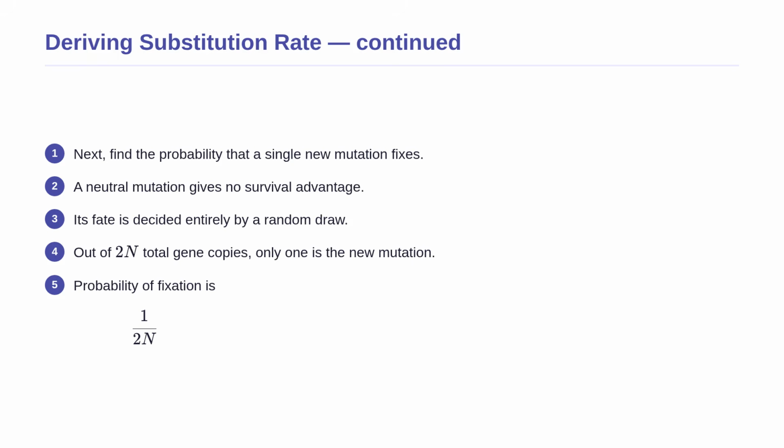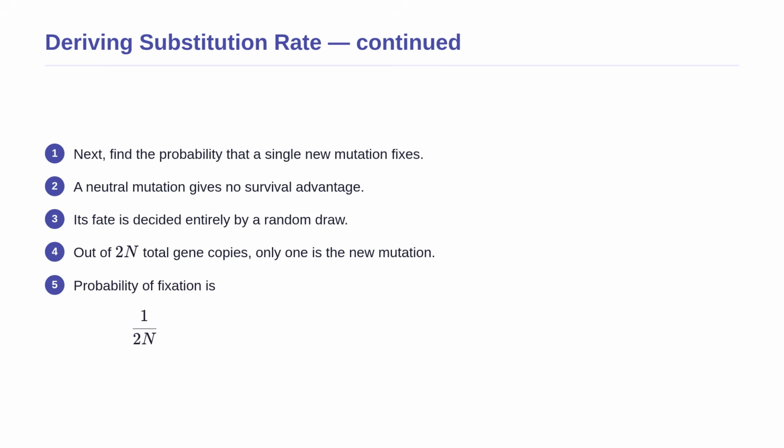Moving forward with our derivation, we now have a pool of new mutations. But what are the chances that one specific new mutation will eventually spread to 100% of the population? This process is called fixation. Because the mutation is completely neutral, it gives no survival advantage. This means its fate is decided entirely by a random draw.